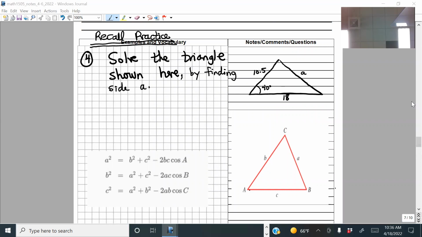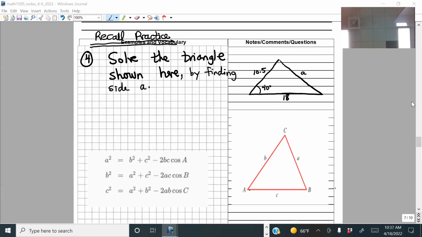Let me move this slightly out of the way so y'all can see the recall practice. This is for everyone to try. This is just the simplest application, I think, possible of law of cosines. The triangle is drawn at the top, and the bottom there is just a reminder of the law of cosines.